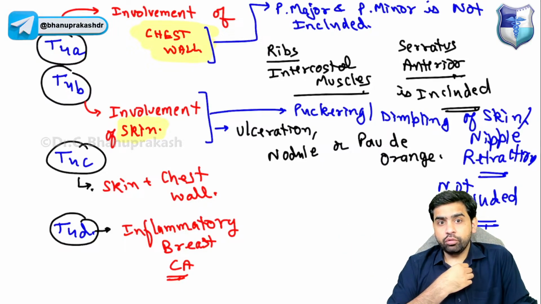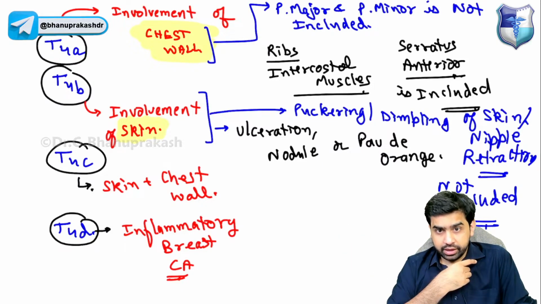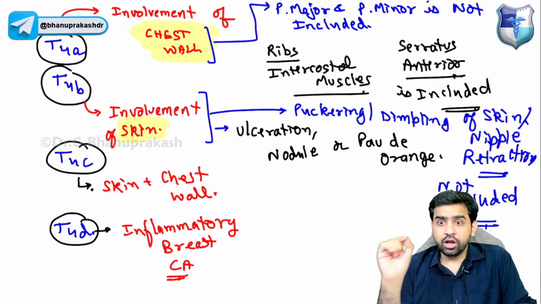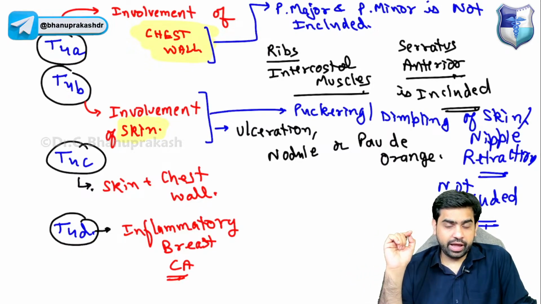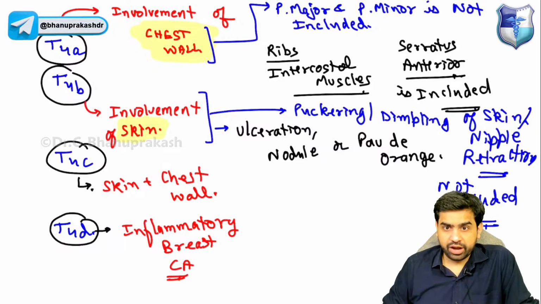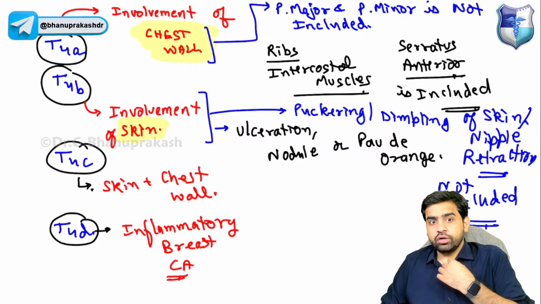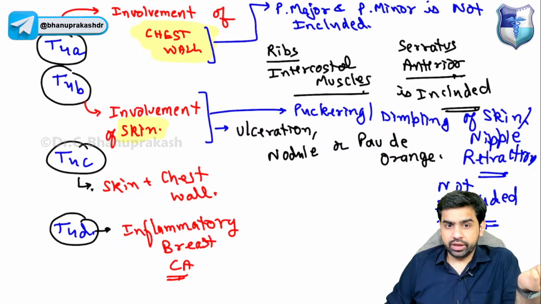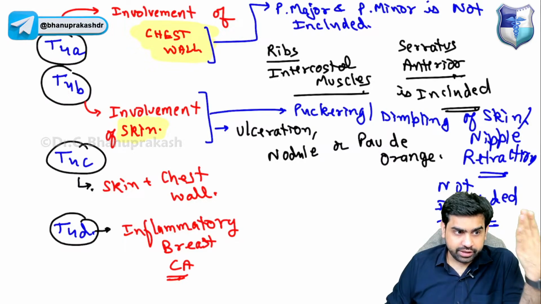Then in T4B, what we have is the involvement of the skin, that is ulceration, nodules, peau d'orange. These particular things are there, but skin dimpling, nipple retraction, puckering, these things are not included. Then we have T4C, that is the skin and the chest wall involvement, and T4D is inflammatory breast cancer. So these are the T stages of the patients.